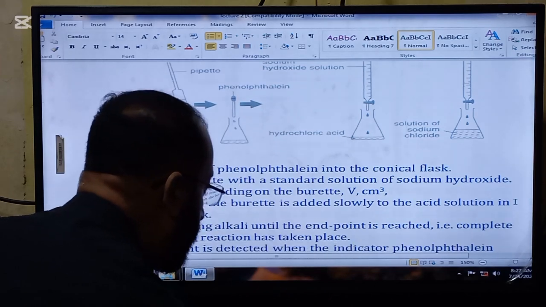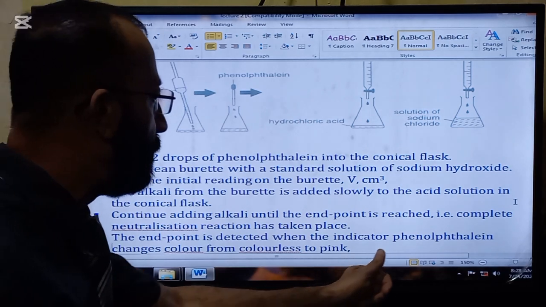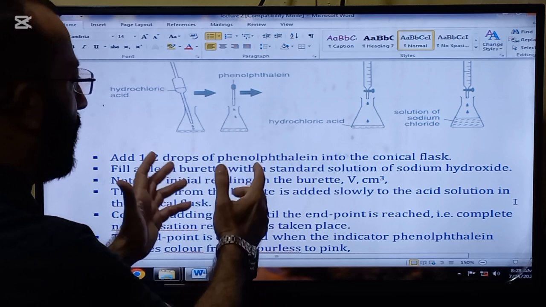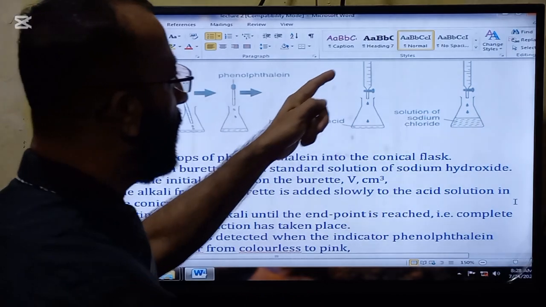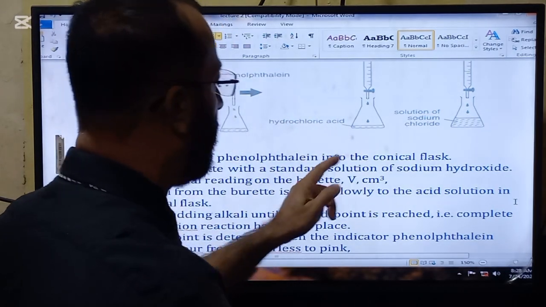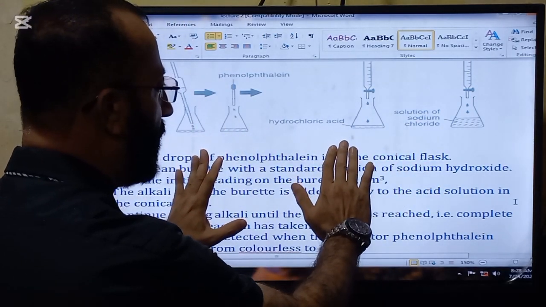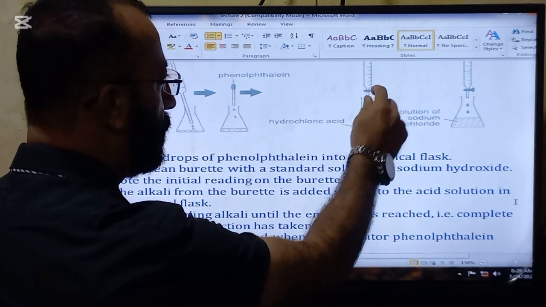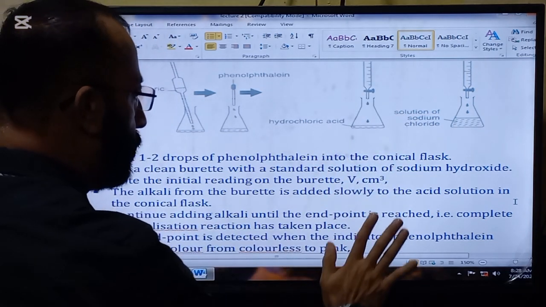The sign of completion is that the endpoint is detected when the indicator phenolphthalein changes color from colorless to pink, because the quality of phenolphthalein is that it is colorless initially. When the alkali NaOH is put into it, it will change its color from colorless to pink. That will be the sign that the reaction has completed. So when the color changes from colorless to pink, we will stop adding NaOH from the burette. We will close the stopcock to stop the NaOH running into the solution.